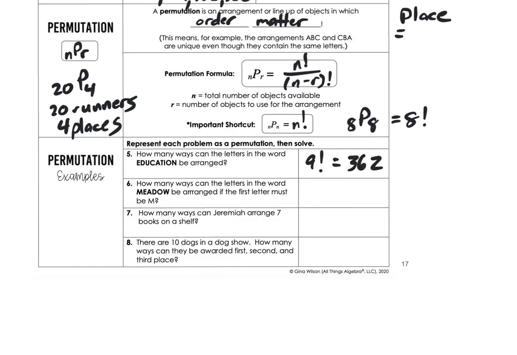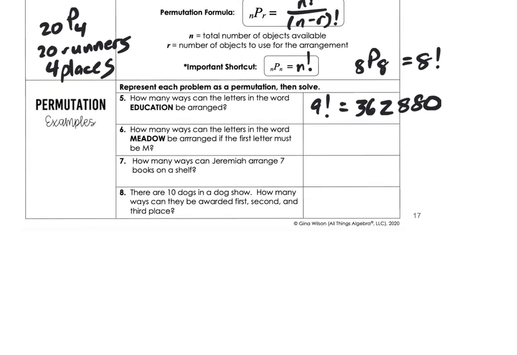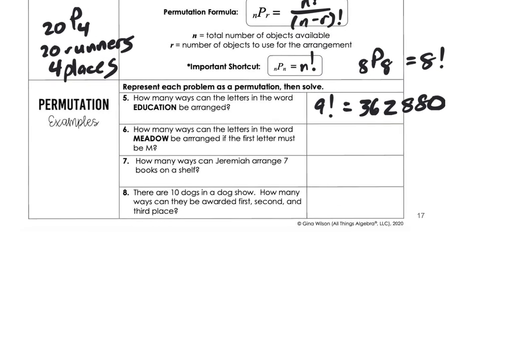The more items that we have, the bigger my answer is going to be. The more ways that we can rearrange those 9 items, or however many items we have. Okay, if I did number 7, we already kind of talked about the books on a shelf. If I have 7 books on a shelf, then it would just be 7 factorial. And so that would be 5,040.